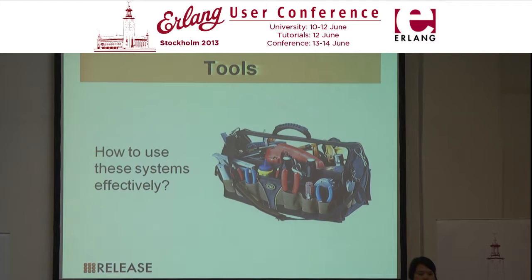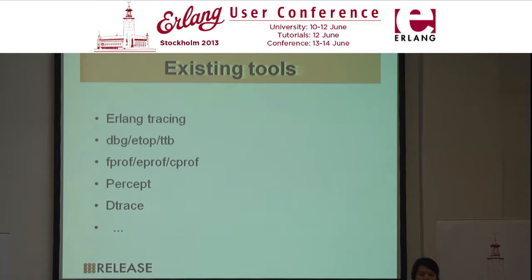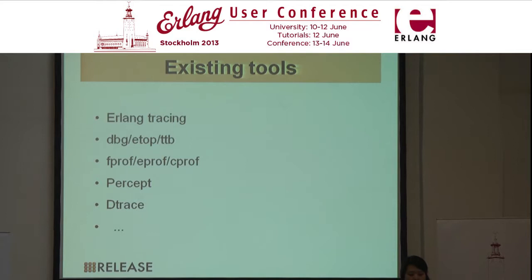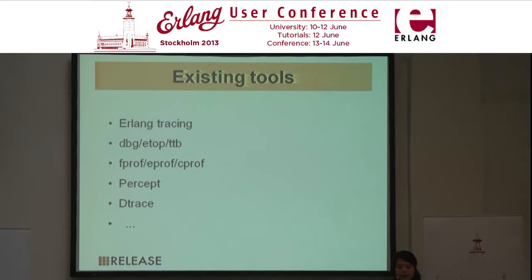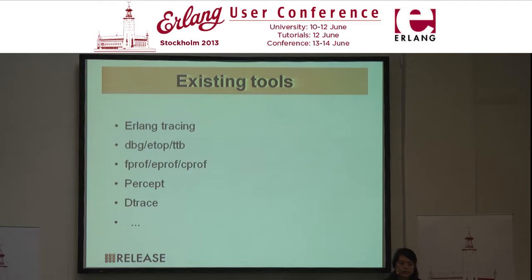There is already a number of tools for tracing and profiling Erlang. For example, we've got Erlang built-in tracing, which is very powerful. You don't have to change your program. You don't have to recompile it. You just start the tracing and then stop it. And there's a number of tools built on top of the Erlang built-in trace, like dbg, etop, ttb. And for functions, we have fprof, eprof, and cprof, and so on. And we also have Percept, which is for concurrent programs. Different from the Erlang built-in tracing, we have DTrace, which comes with the latest Erlang distributions, which is dynamic tracing, and some other tools.